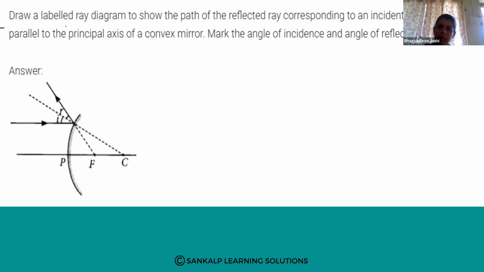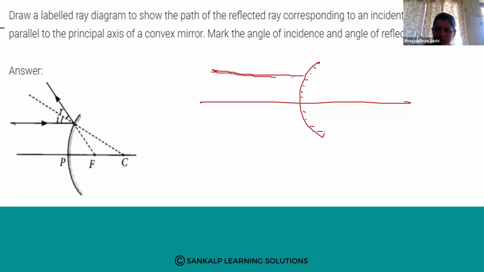Next, draw a labeled ray diagram to show the path of the reflected ray corresponding to an incident ray of light parallel to the principal axis of a convex mirror. Mark the angle of incidence and angle of reflection on it, right? So here, this is a convex mirror, right? And this part is coated and reflection occurs at this point. Now what they have asked here, incident ray of light is parallel to the principal axis. This is principal axis. Now the ray of light is parallel to the principal axis.